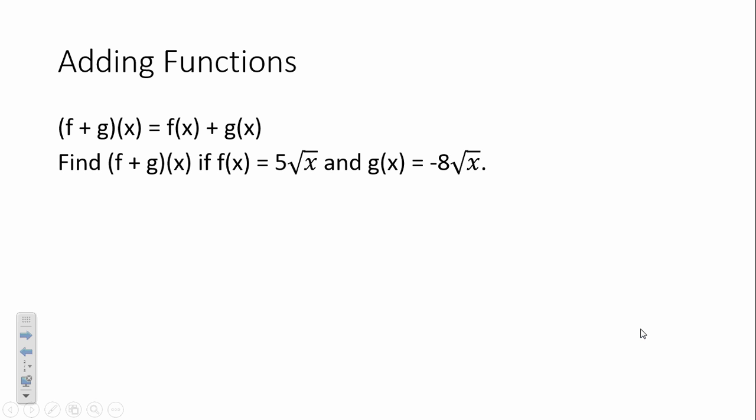If I have one function and I'm adding another one to it, I just add them up like we did with simplifying polynomials. So if I have a 5 square roots of x and I'm supposed to add it, here's my f, here's my g, I'm supposed to add it to a negative 8 square roots of x, what am I going to get? Negative 3 square roots of x.